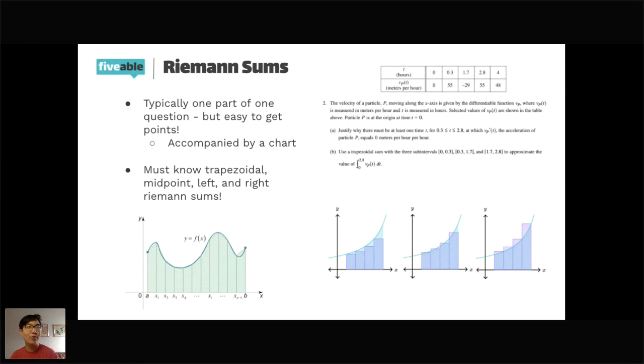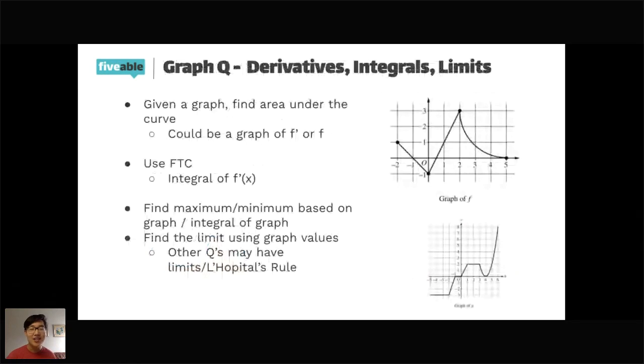Okay, so we'll move on to the graph question. This is traditionally the third FRQ on AB and BC, and usually the first of the non-calculator questions. I expect this to be on the exam because it's always been on the exam. So they'll give you a graph. It could be a graph of f prime, like a graph of the first derivative, or it could be a graph of just the function as a whole. And they could tell you to find the area under the curve.